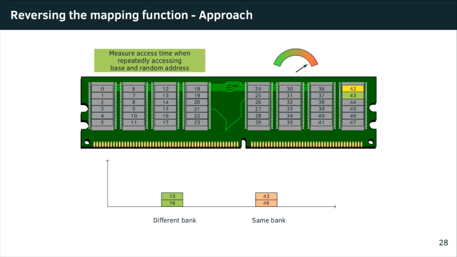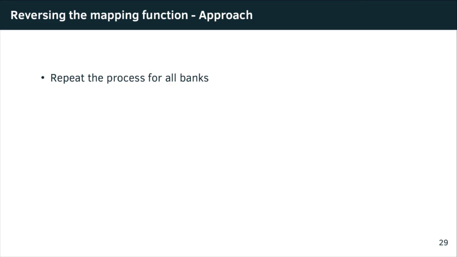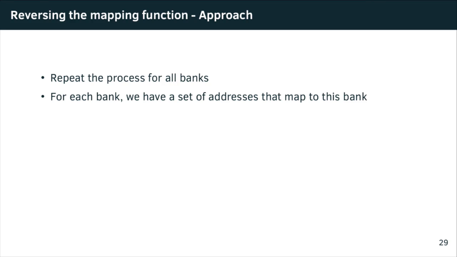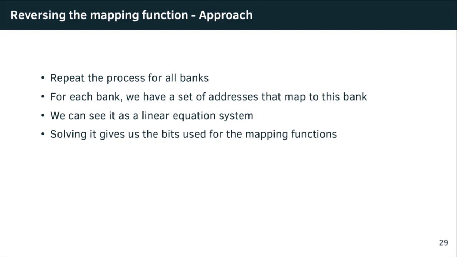And then we choose another random base address and do this again over and over, and we again see addresses that map to the same bank have high timing, different banks, low timings. And we can do that for all the banks we have in the DRAM. We choose random base addresses from every bank and then find addresses that map to the same bank using those timing differences. And then we have for each bank a set of addresses that map there. And we can see that as a linear equation system. So we have the physical address as the coefficients, and we have the bank number as the right side of the equation. And then we have a few equations and a few coefficients, and we could solve that. And if we solve that, we get the mapping functions.